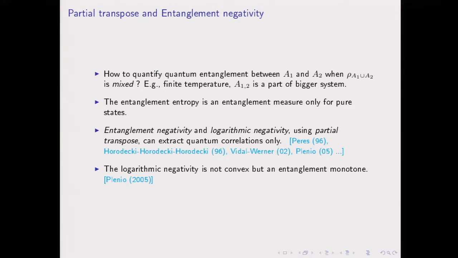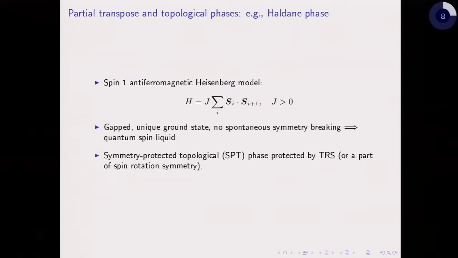And as it turns out, it's also useful to discuss correlated phases, like topological phases of matter in condensed matter. So I want to take another example to illustrate this point. The canonical example is the Haldane phase. That is realized in, for example, the spin-1 antiferromagnetic Heisenberg model. The ground state of this model is known to be gapped, and there is no spontaneous symmetry breaking.